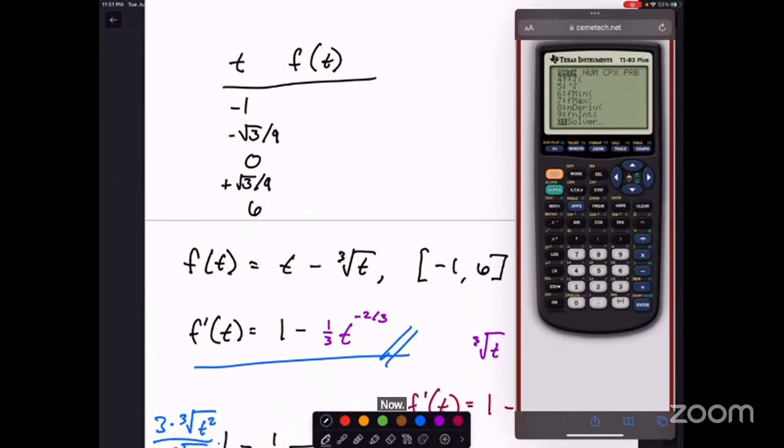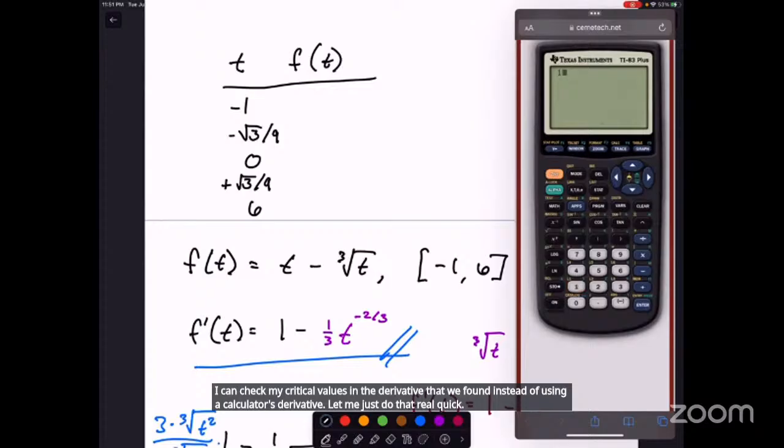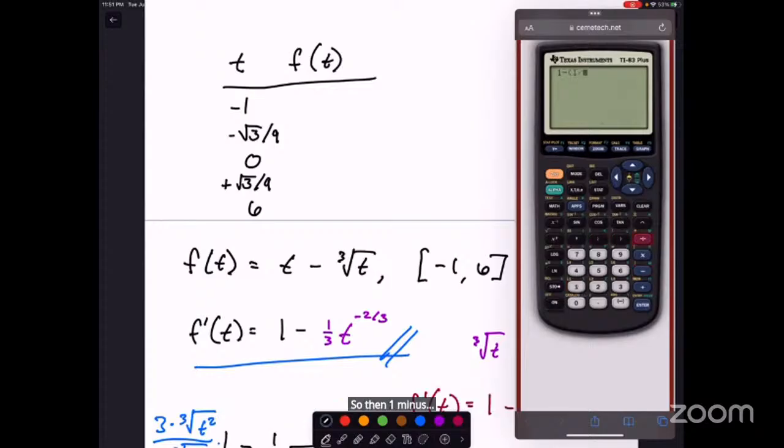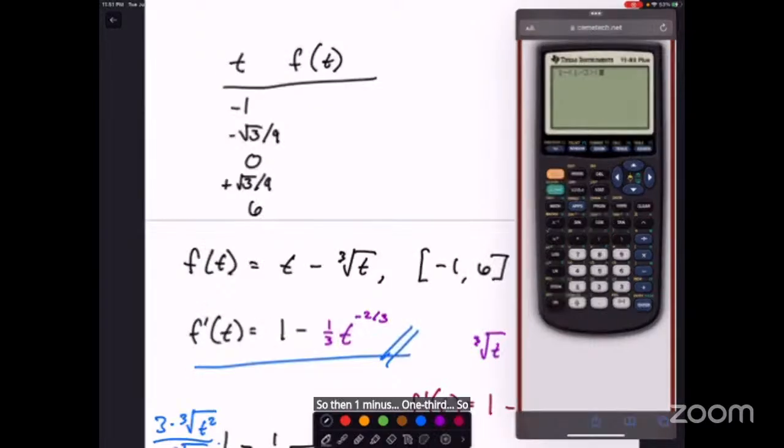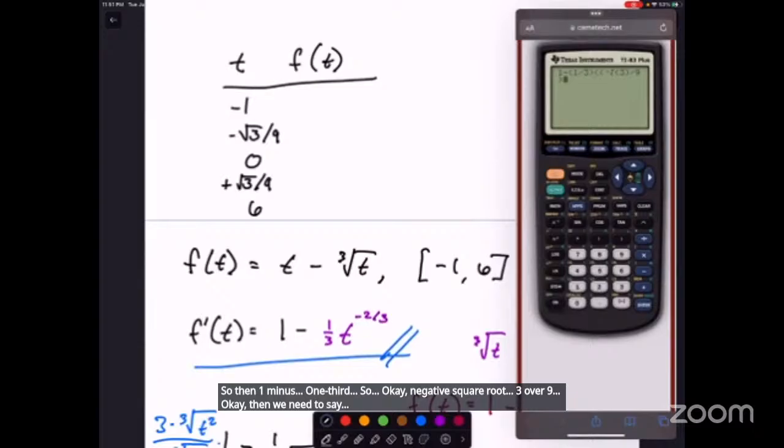Now, another thing that I could do, I can check my critical values in the derivative that we found instead of using the calculator's derivative. Let me just do that real quick. So then 1 minus 1/3, okay, negative square root of 3 over 9. Okay, then we need to say, kind of losing track of my parentheses here a little bit, to the power of a negative 2/3. I'll put it there later.